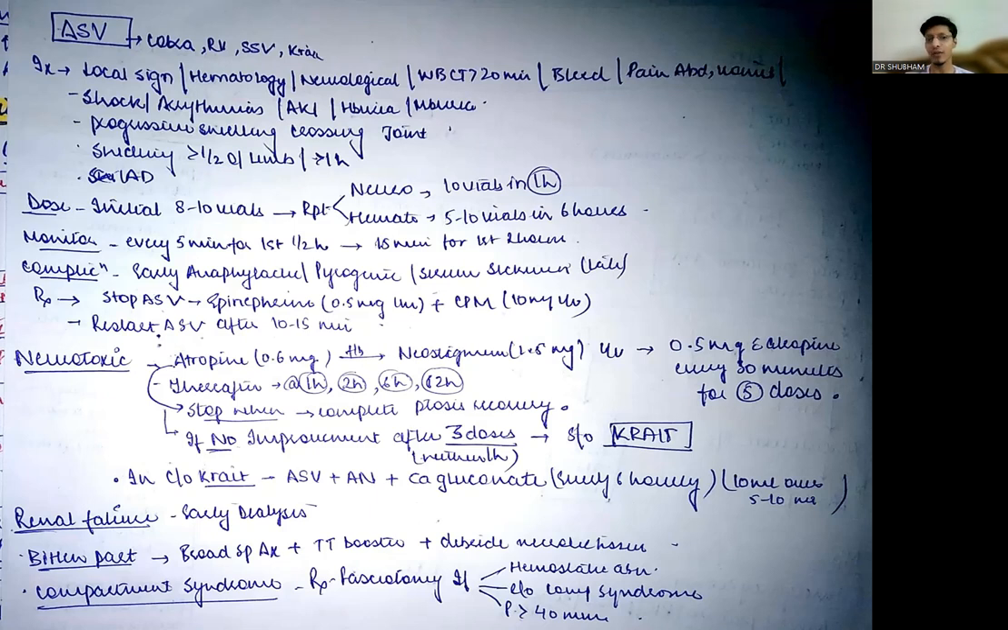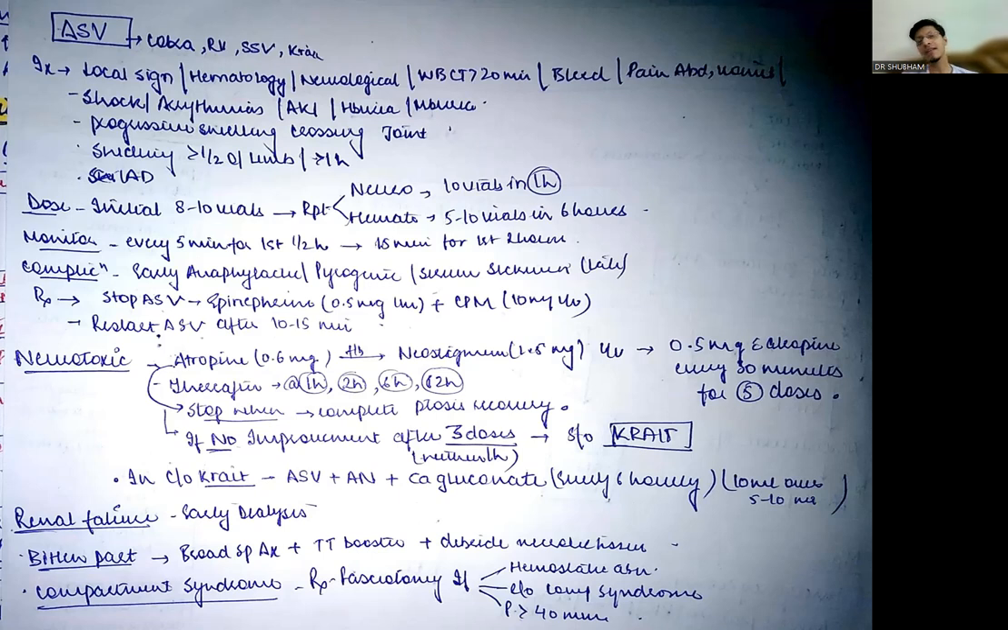When you are having local signs, what are these local signs? That the patient is having a progressive swelling, it is painful, there is ecchymosis, blisters in that area, constant bleeding from the site, hematological bleeding, neurological symptoms like ptosis, whole blood clotting time is more than 20 minutes, pain in abdomen, and vomiting. I've already talked about the patient in shock, arrhythmia, AKI, hemoglobinuria, myoglobinuria, progressive swelling crossing the joints, swelling in more than half of the limb within 1 hour, and lymphedema.